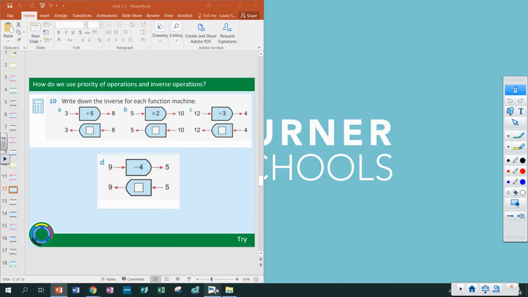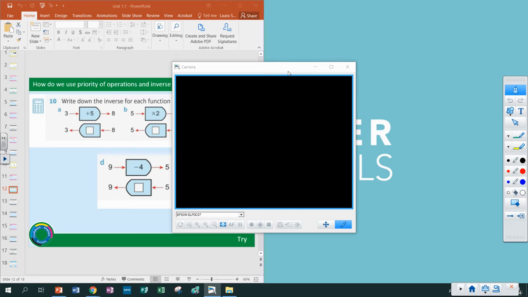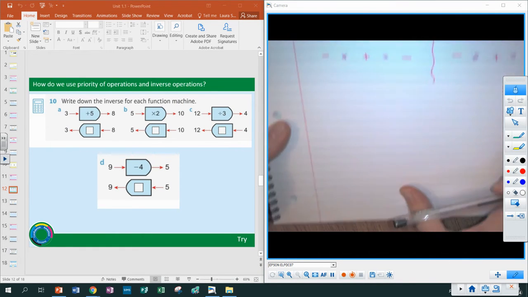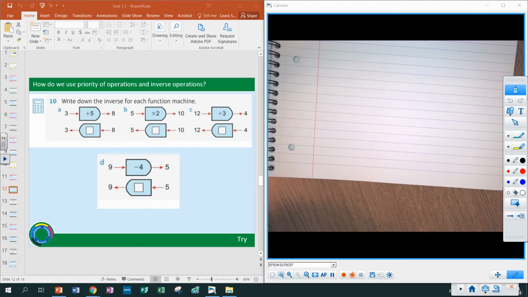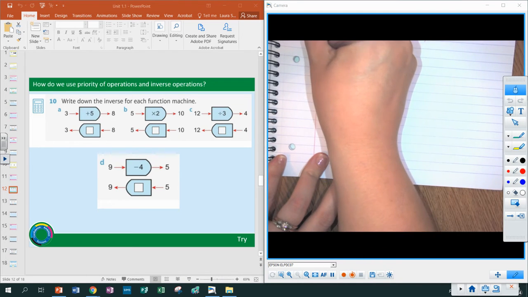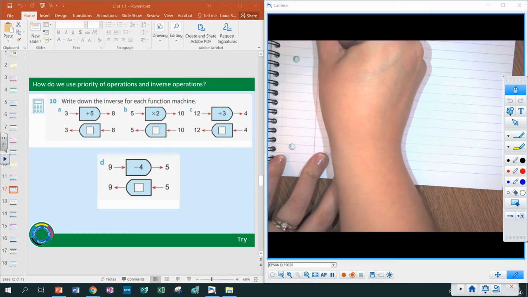Okay, well done. Okay, so let's take a look at this together. Right, so it says to us that we should write down the inverse for each function machine. Okay, all right, so let's look at question 10a first.